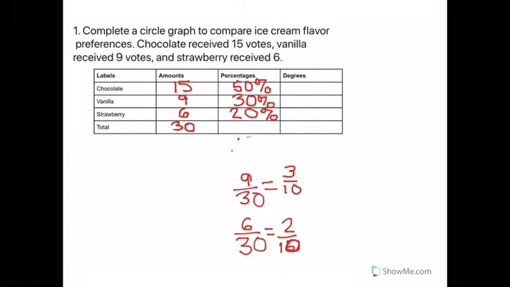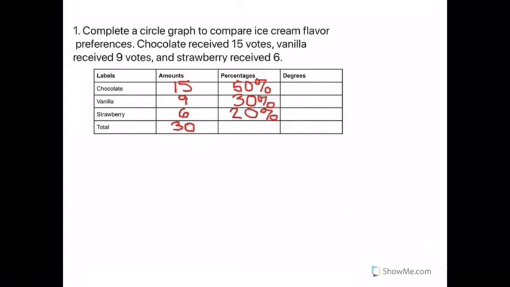One check here to see if you did that right is to find the total. Because remember, the whole circle should equal what as a percentage? 100%. So quickly I can see if I add this column together, 50 plus 30 plus 20% does indeed give me 100%. So that means I'm on the right track.